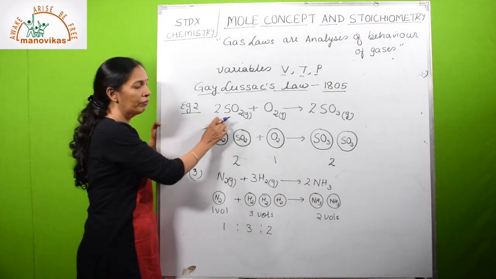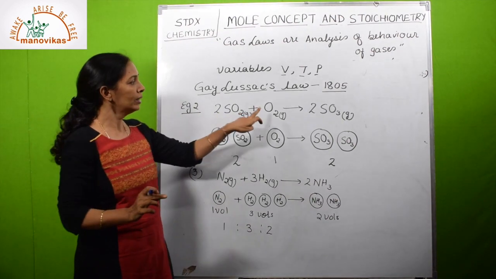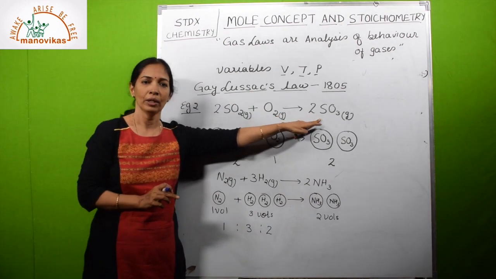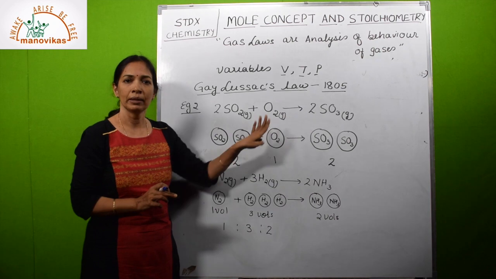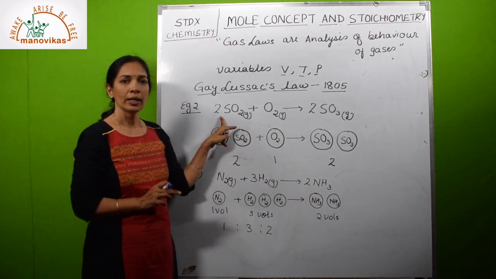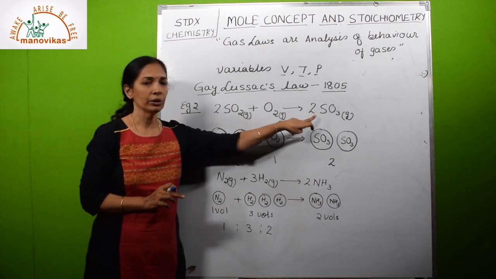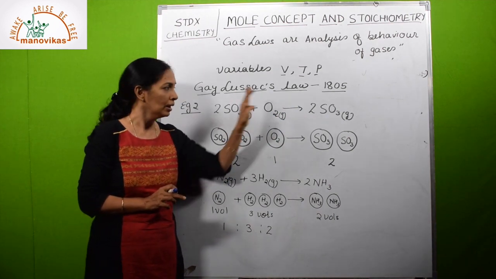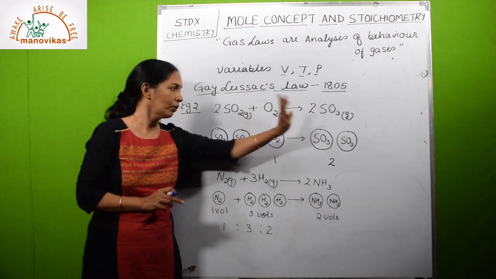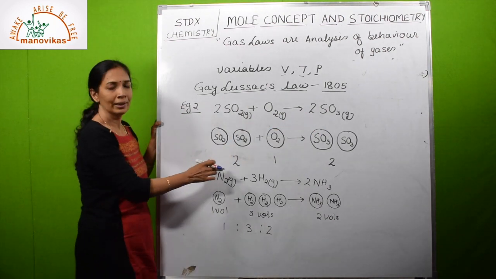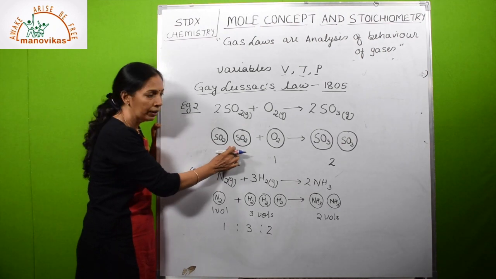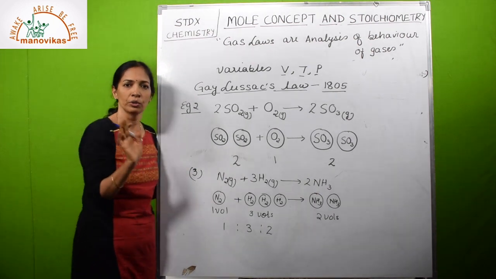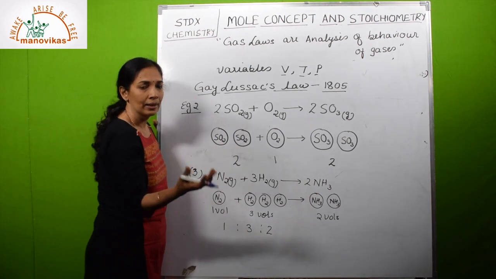Some more examples of Gay-Lussac's law. See, sulfur dioxide gas combines with oxygen gas and forms sulfur trioxide gas. If you look at the balanced chemical equation, 2SO2 plus O2 is equal to 2SO3. All are gases, the gaseous reactants and the one and only gaseous product. We can also write it like this: 2 sulfur dioxide. This is only for understanding. You can write like this and get the ratio.